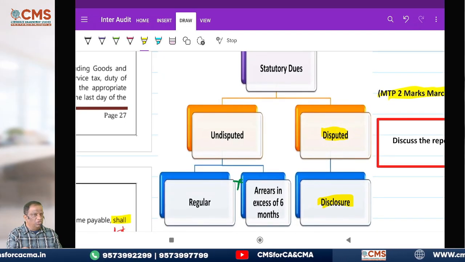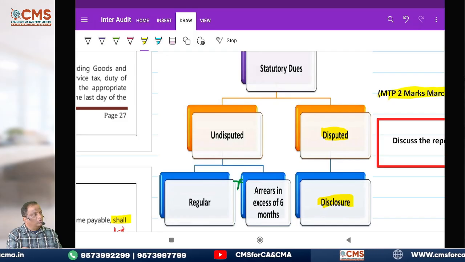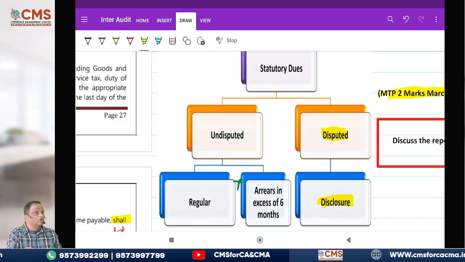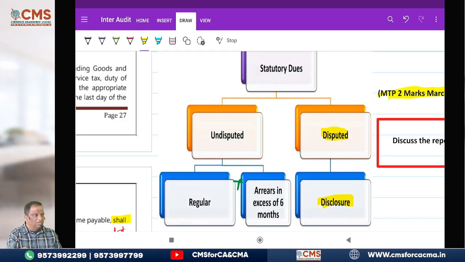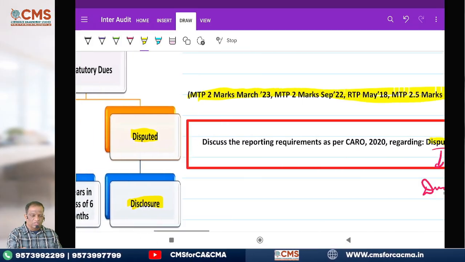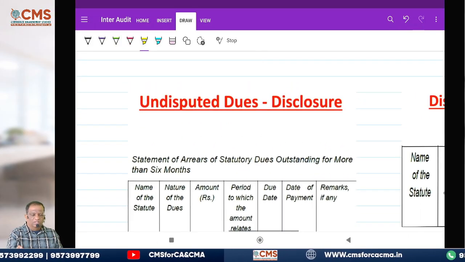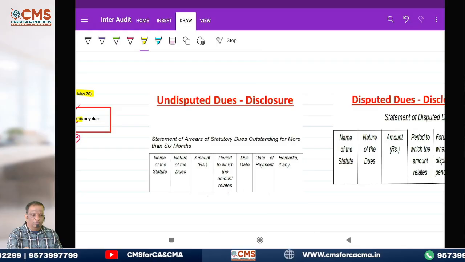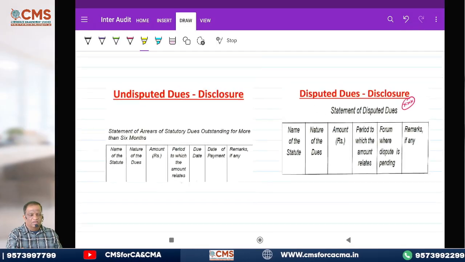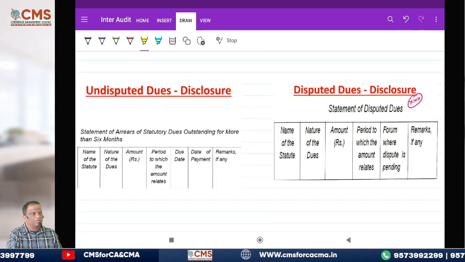And if it is disputed, because you are disputing and you don't want to pay, then they won't ask whether you are regular in payment, because you are disputing. Then what is to be done? Then the disclosure. So from an exam perspective, these tables are important for you. Put both the tables in one frame. These tables you have to learn and remember.